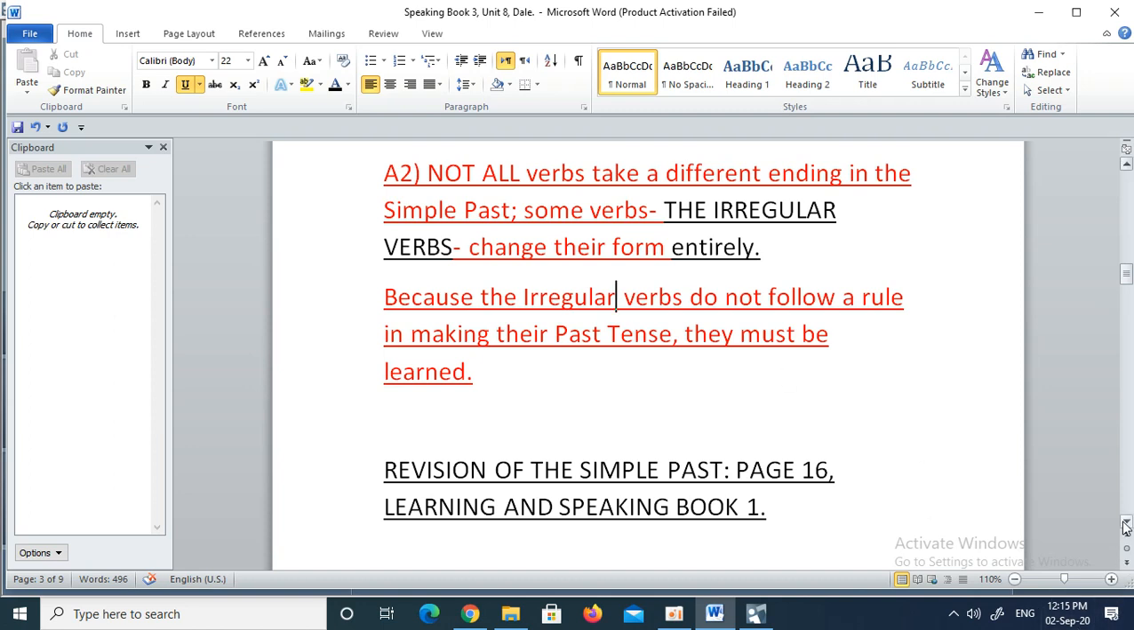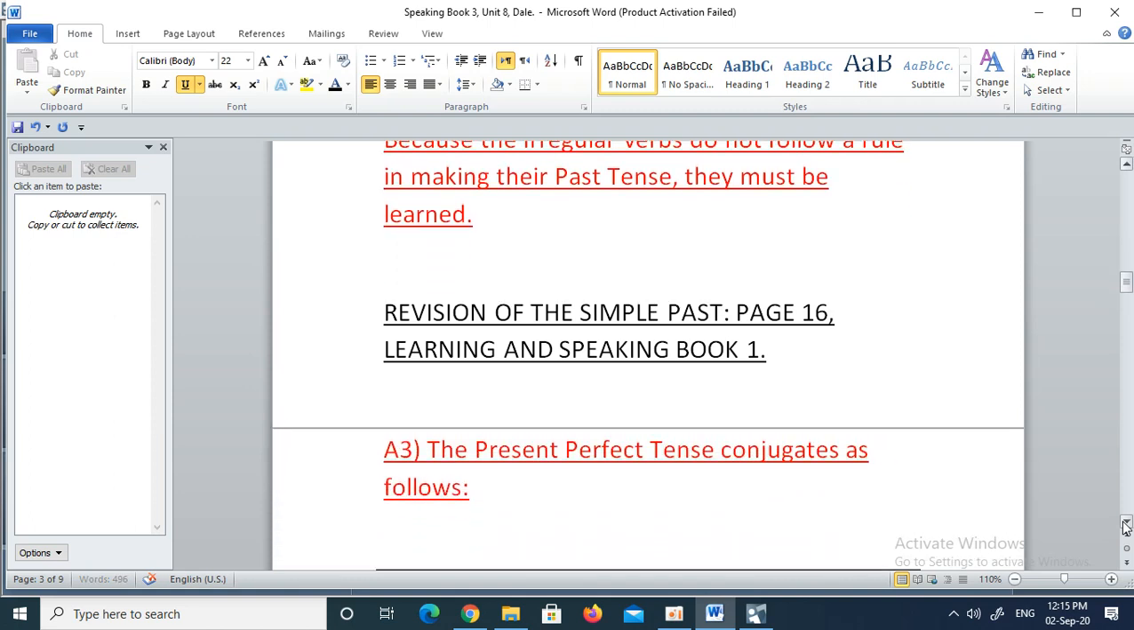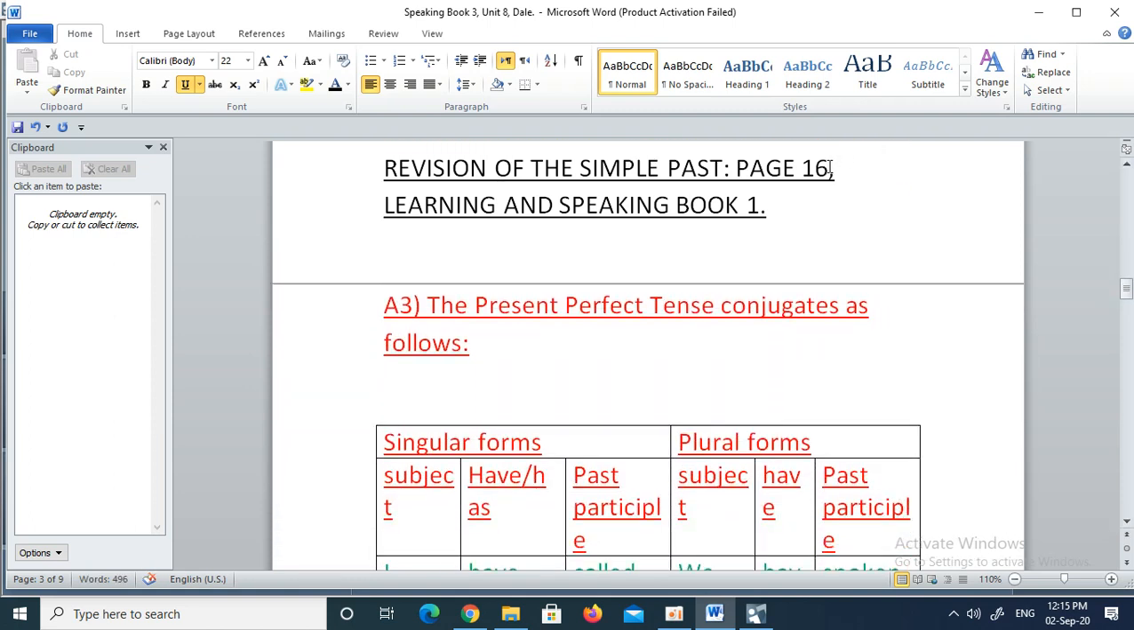All right, we covered the simple past tense on page 16 of Listening and Speaking Book 1. So I'm not going to go into detail on it today. If you do not remember how to make it or when we use it, then please get Listening and Speaking Book number 1 out again. Have a look at page 16 where it speaks of the simple past tense and go through it again so that you are familiar with it.